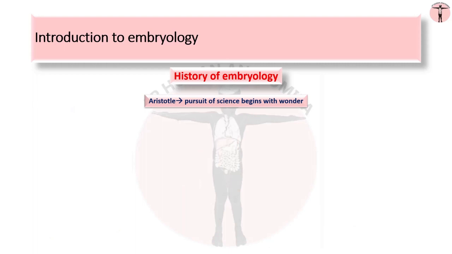To go back and check the history of embryology, according to Aristotle, recognized as the first embryologist in history, the pursuit of science begins with a sense of wonder. He posited that people engage in philosophy because of this wonder, which serves as the starting point for acquiring knowledge. Throughout history, the process of an animal developing from an egg has consistently evoked a sense of wonder.